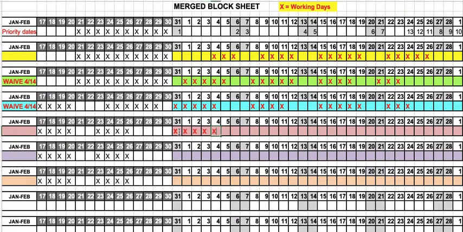2, 3, 4, 5, 6. There's 10 days in a row, and now I can have 13 days off. One, 2, 3, 4, 5, 6, 7, 8, 9, 10, 11, 12, 13. Now this is a 30-day block month, so we have some flexibility either way by 3 dates.